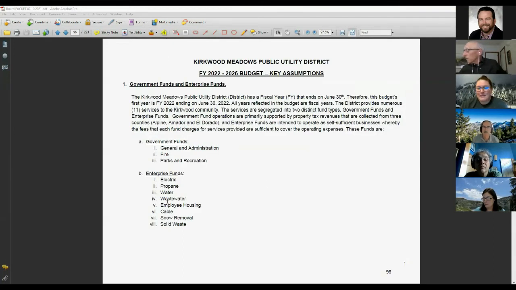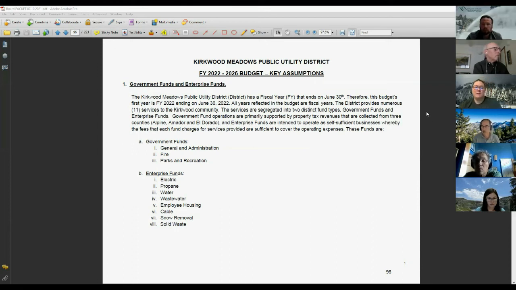And I'd like to ask how you would like to proceed with budget. I think we've gone over this a number of times. Maybe we should just ask the board members and the public for any questions that they might have. So are there any changes from the previous iterations?